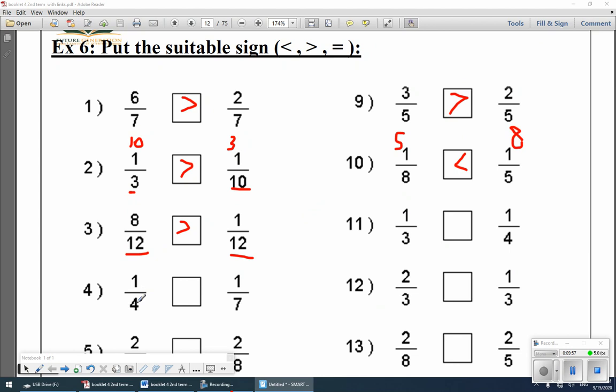1 over 4 or 1 over 7, which one is greater? We don't know because the two down number are different, so I'll use the scissors. 1 multiplied by 7 equals 7 and 1 multiplied by 4 equals 4. Which one is greater, 7 or 4? For sure 7 is greater. So 1 over 4 is greater than 1 over 7.